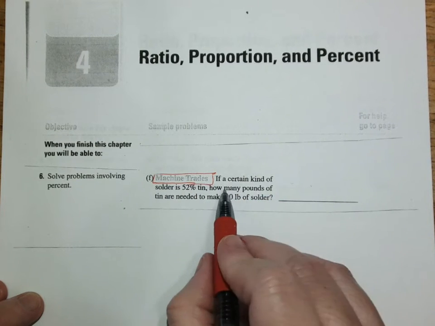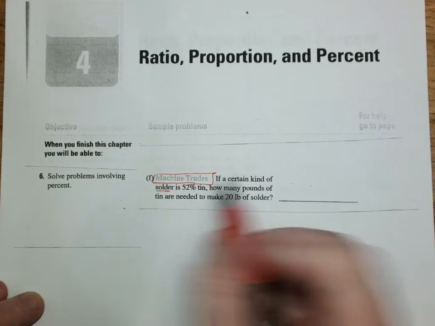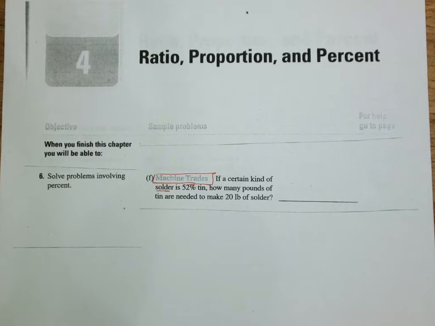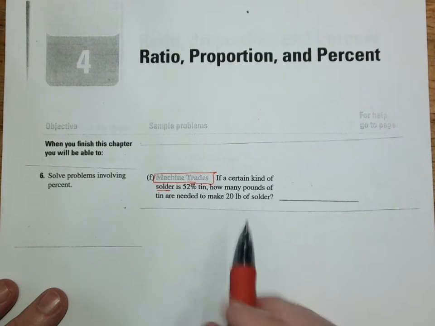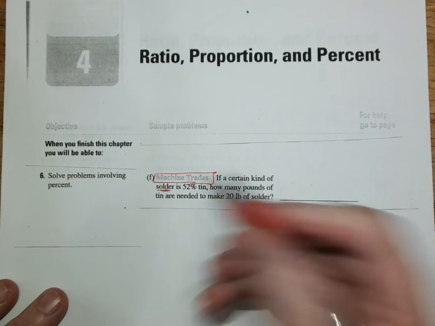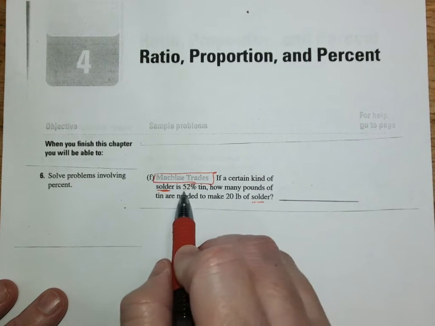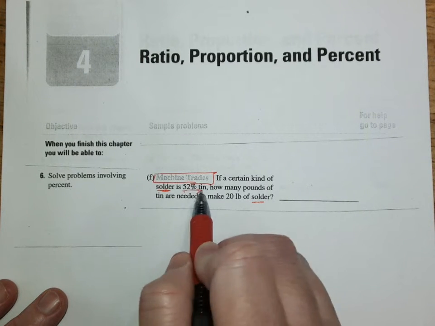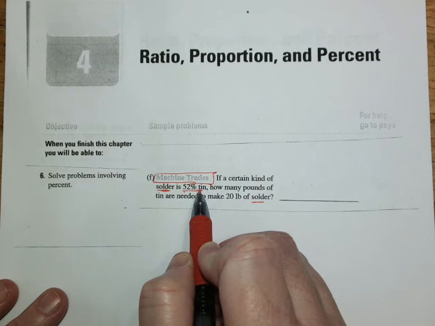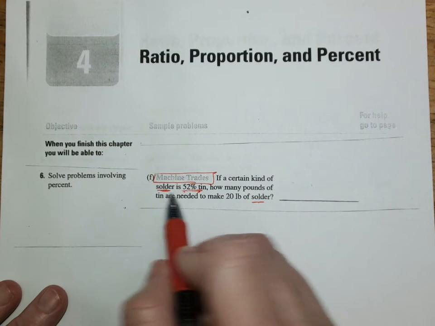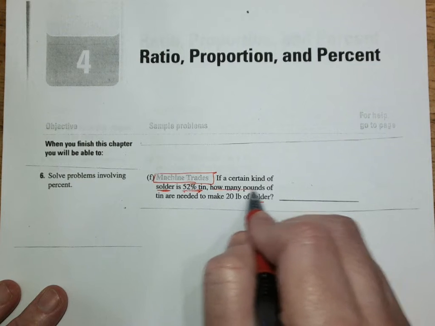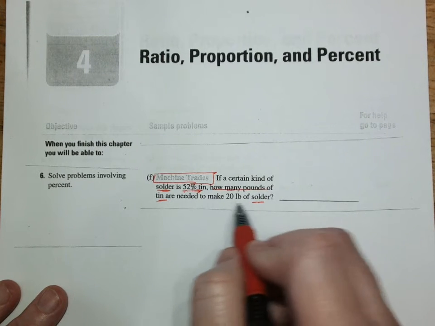So the problem says if a certain kind of solder, and a solder, you may not know what that means, but it's just a term. A solder is when you take metal and you melt it and you make an alloy. It's called a solder. Some of you guys know what that is, some of you don't. But either way, we just know that a certain kind of solder is 52% tin. That's part of the alloy that makes up the solder. How many pounds of tin are needed to make 20 pounds of solder?